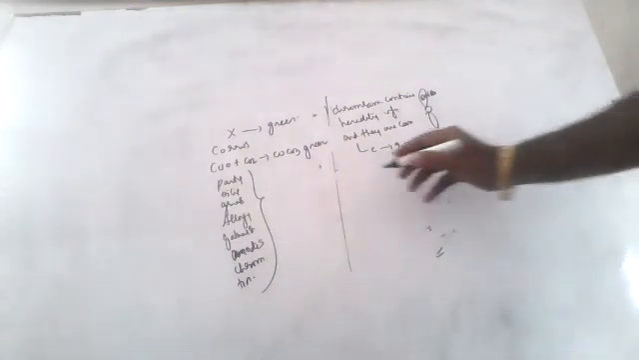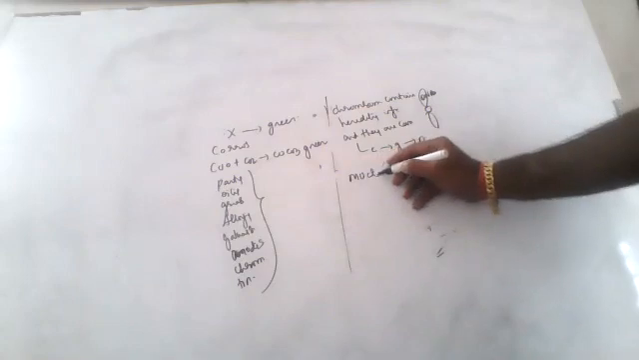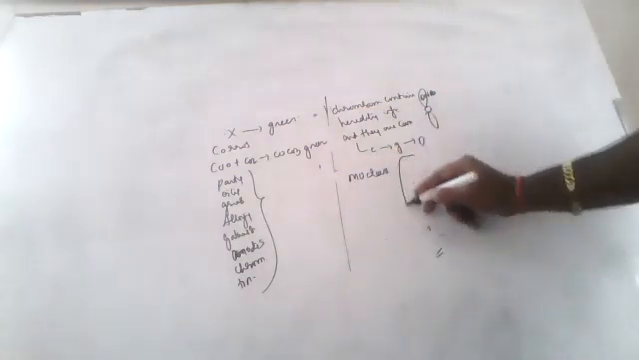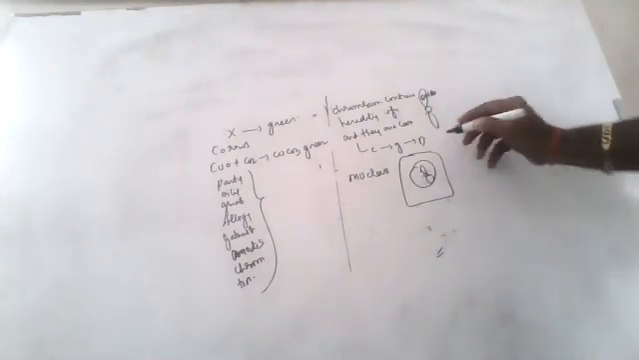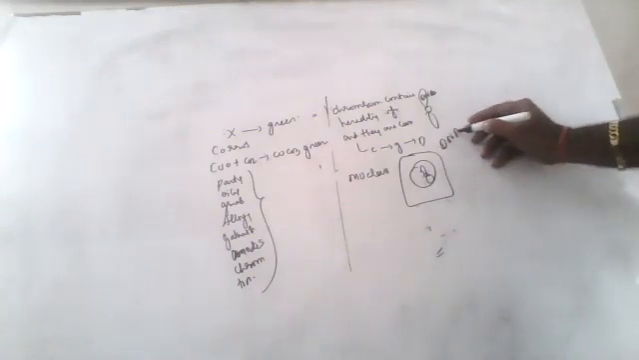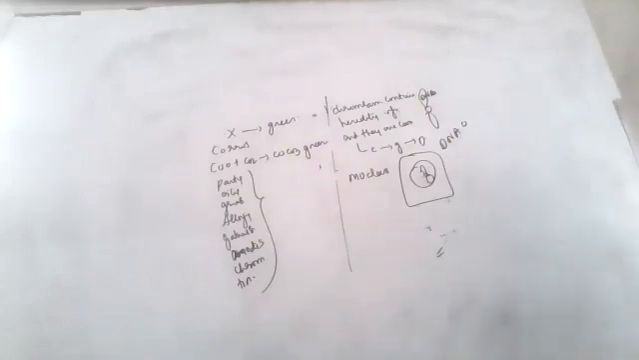Okay, so where are they present? They are present in the nucleus. Inside the cell, children, the nucleus is present. Inside the nucleus, chromosomes are present. Inside the chromosomes, DNA is present. Inside the DNA, genes are present. Genes are the parts of DNA which carry the hereditary information, children.